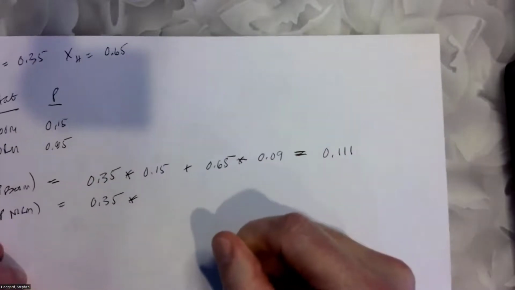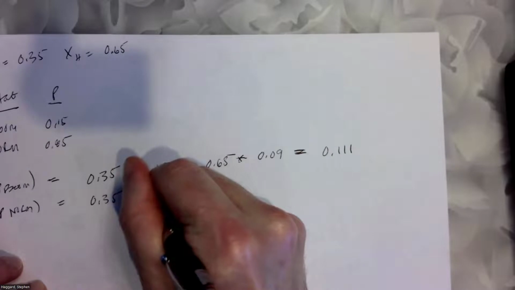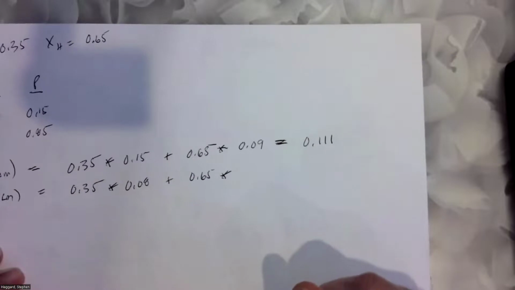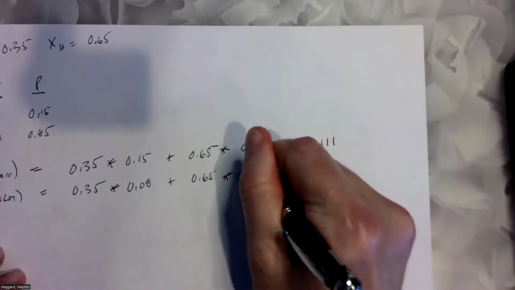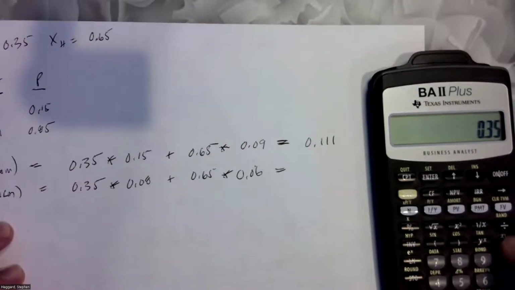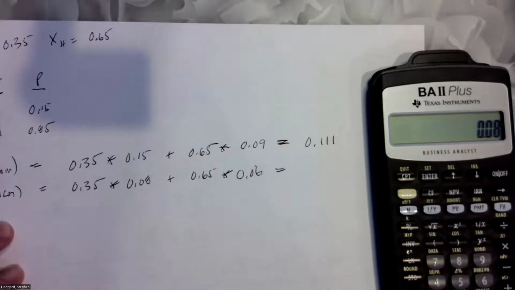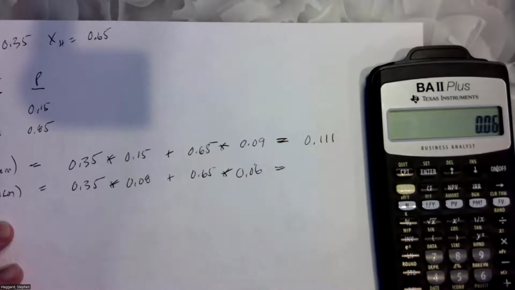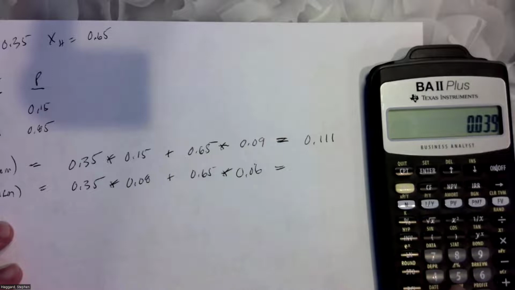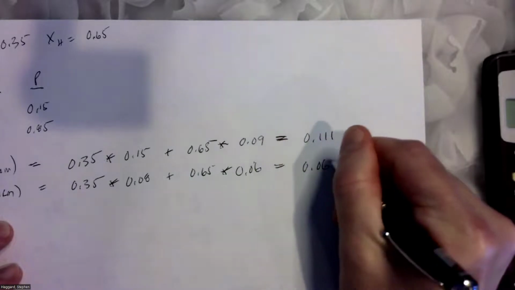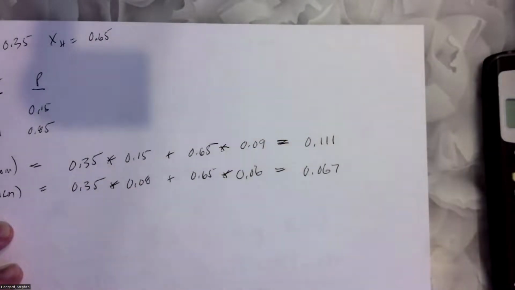Now 0.35, this time the return on stock G in normal times, 0.08, plus 0.65, the weight on H, times the return on H in normal times, which is 6% or 0.06. We do the same process here. 0.35 times 0.08, store 1. 0.65 times 0.06, store 2. Recall 1 plus recall 2 equals. I'm getting 0.067. Is that what you guys are getting? Yes. Very good.